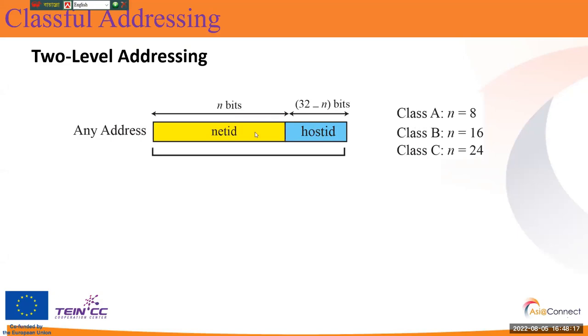So if class A has net ID of 8 bits, in that case host ID will be 24 bits. Class B, net ID 16 bits, host ID would be 16 bits. And class C, net ID will be 24 bits and host ID will be 8 bits. Okay, basically the whole purpose of IPv4 addressing is to define a destination for an internet packet at the network layer.